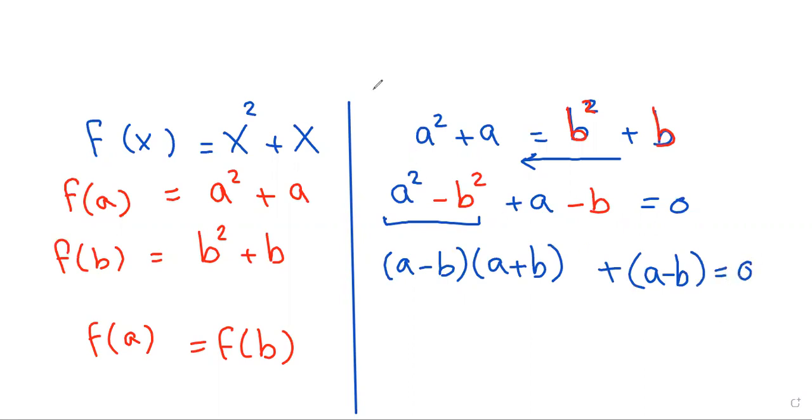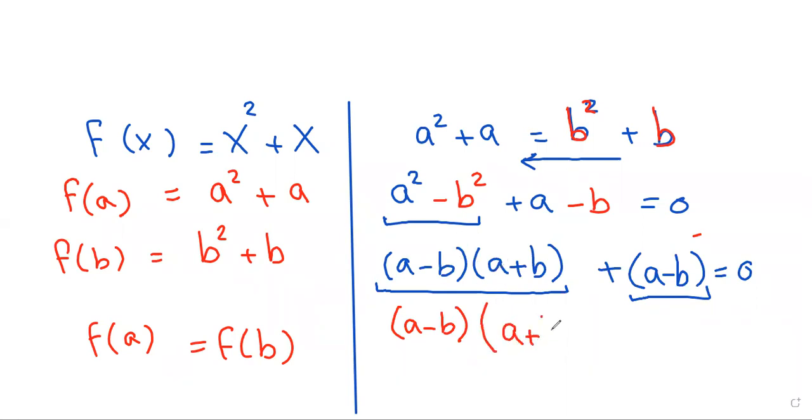You know, this expression has two terms, and we have a minus b in common between them. This is a minus b, and this is a minus b. So we will take a minus b as a factor. Okay, so we end up with a plus b plus 1. All of them equal 0.